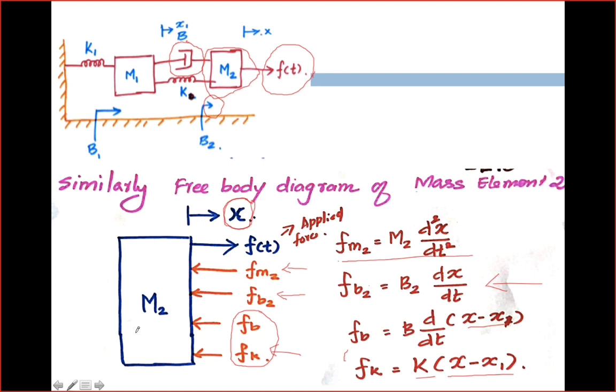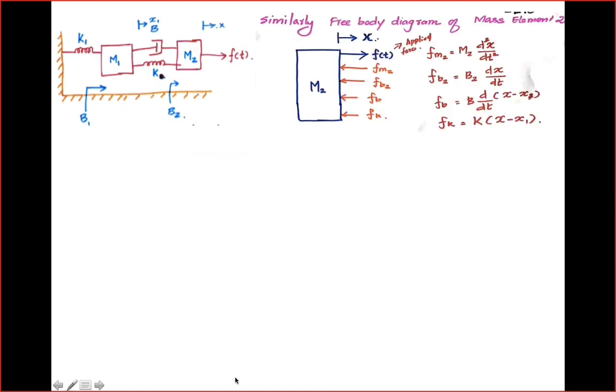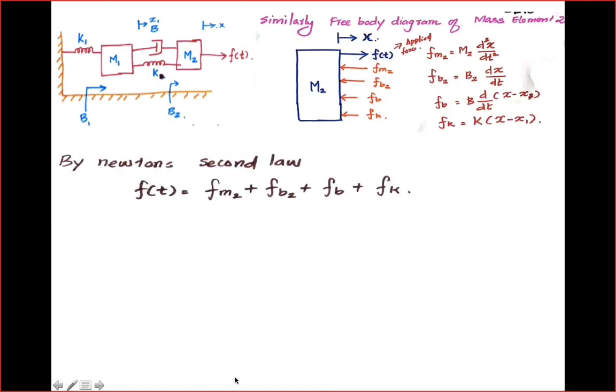We know that Newton's second law says applied force is equal to opposing force. Here the applied force is F of t. Opposing force, we have four different opposing forces. When you add all these forces, the sum is equal to 0. This is Newton's second law.